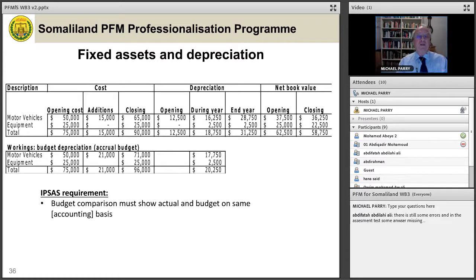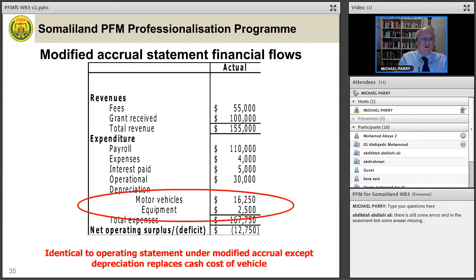And although we don't actually need to show this information in this way, we also get what's called the net book value, the closing cost minus the closing depreciation. I'll come to the budget in a moment, but that's the top table, which shows you how you calculate the depreciation figures, which then appear as your expenditure item in your statement of surplus and deficit.